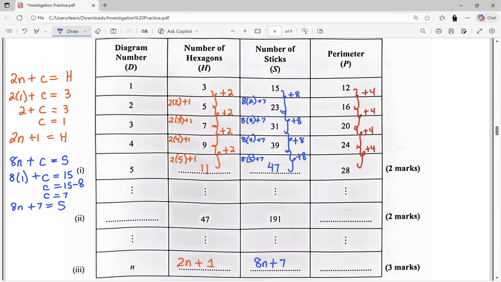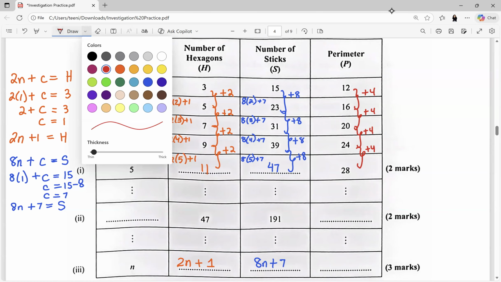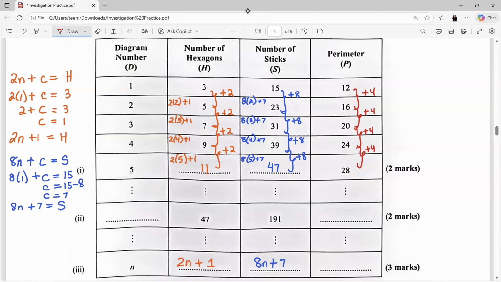All right. So now we've established the rule for the number of sticks. Now to find out the rule for perimeter. Well, we see that the common difference for the perimeter is 4. All right. So let's assume that's a linear relationship. It will mean 4 times the diagram number n plus some value c will give me p, the perimeter, right? So we're going to substitute values from the table to work out what c is to get the rule.